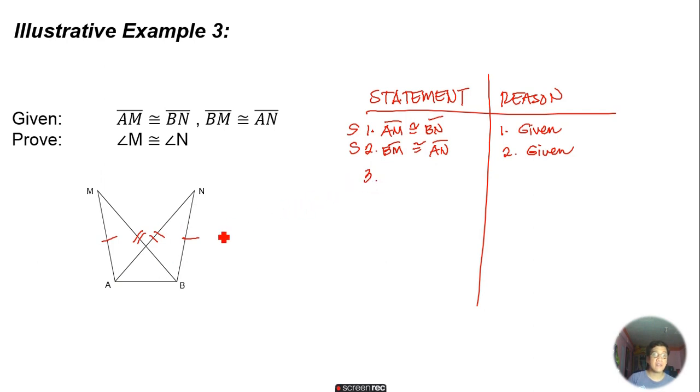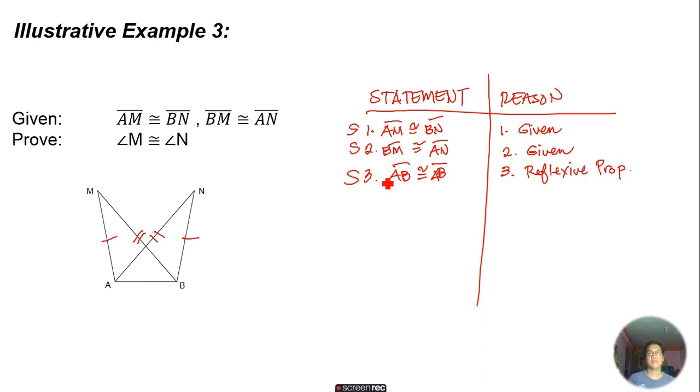I am not going to get any angle because what we're proving is angle M is congruent to angle N. So, I cannot use the SAS, because this is what we're proving: angle M is congruent to angle N. But I have a side that is congruent. So, AB is congruent to AB. Reason is reflexive property.